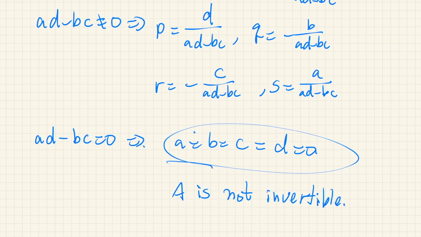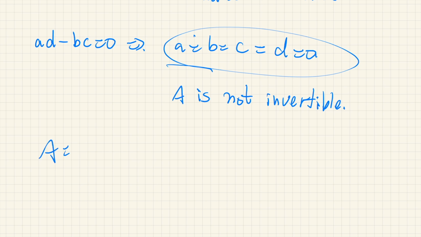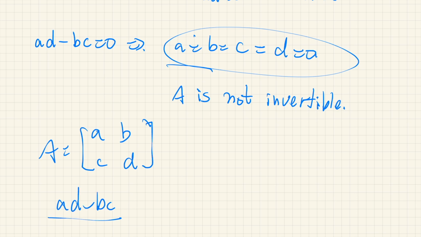So you can see that when the 2 by 2 matrix is given as [A, B; C, D], this quantity AD minus BC is an important quantity to determine whether the matrix is invertible or not. And this quantity is called the determinant. In later lectures, we will study the properties of the determinant for general square matrices.